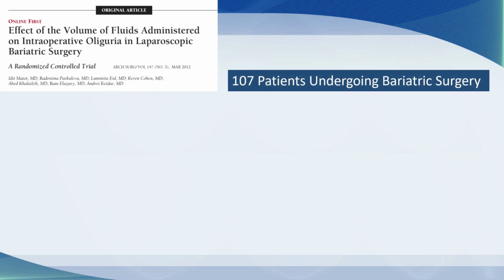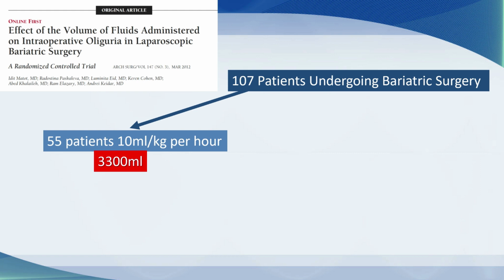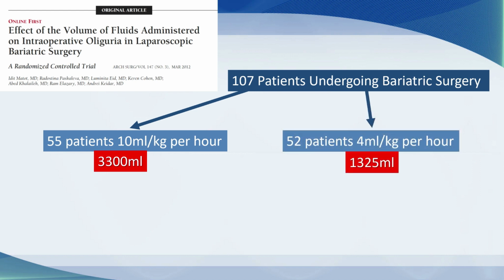This is a very nice study published in 2012 that looked at fluid administered intraoperatively to patients undergoing bariatric surgery, and patients were randomized to 10 mils per kilo per hour. They got about 3.3 liters of fluid versus 4 mils per kilo per hour. There's 107 patients involved. Roughly 50% were in each group. The patients who received 4 mils per kilo per hour received on average about 1,325 mils. So how much urine at the end of this operation was produced in each group?